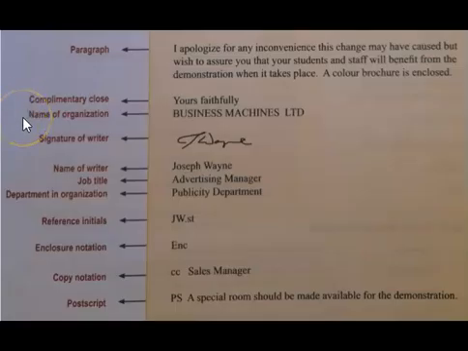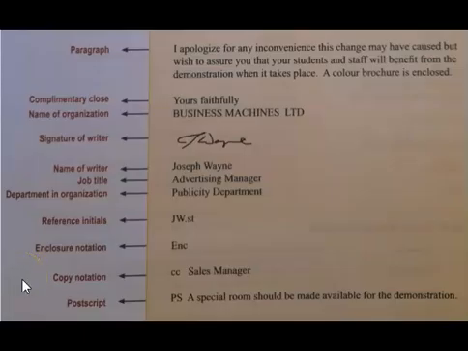Immediately after that, we have the name of the organization, which I said was optional. We would then have 4 to 6 spaces based on the length of the letter. Then you'll have the signature. Then we have the name of the writer, the job title, the department that the person is a part of, the reference initials, the enclosure notation, the copy notation.